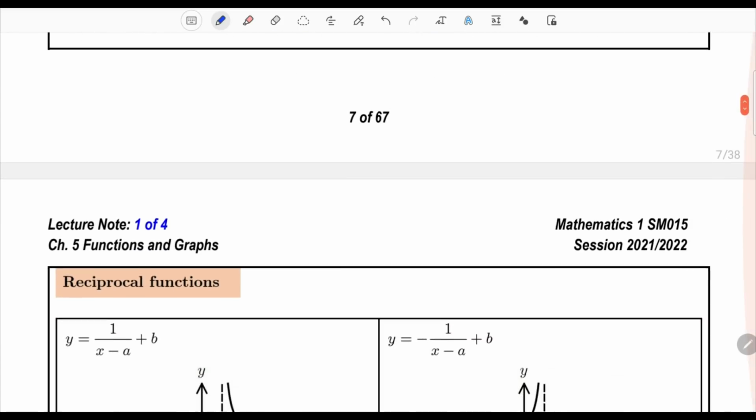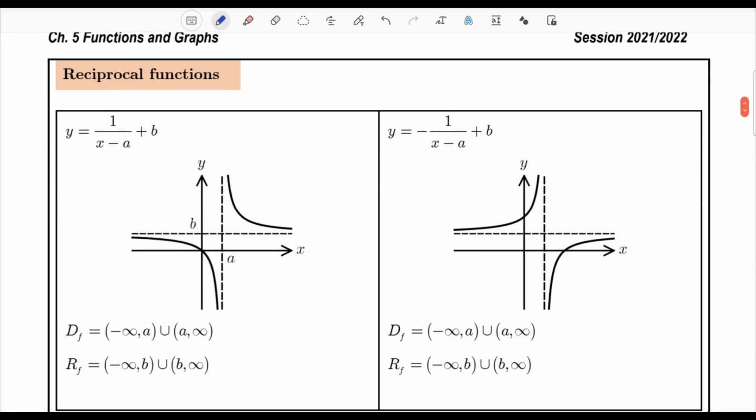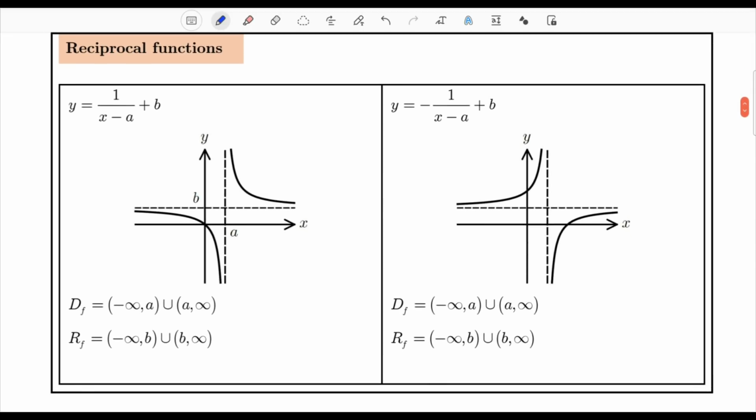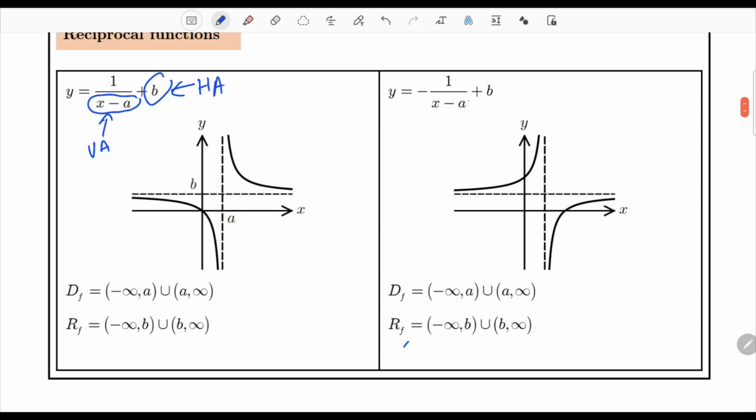Okay, let's move on to the reciprocal function. Similarly, this will be the vertical asymptote, and the horizontal asymptote comes from here. This is the horizontal asymptote. Similarly here, this is the vertical and this is the horizontal.